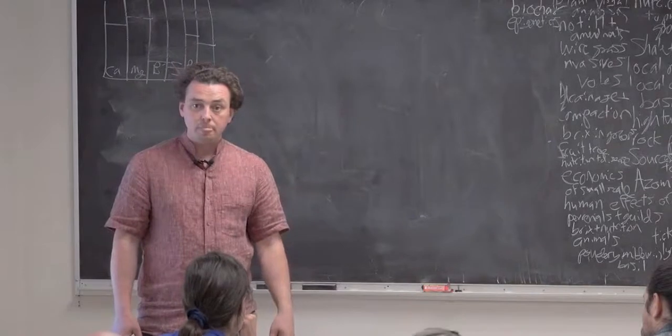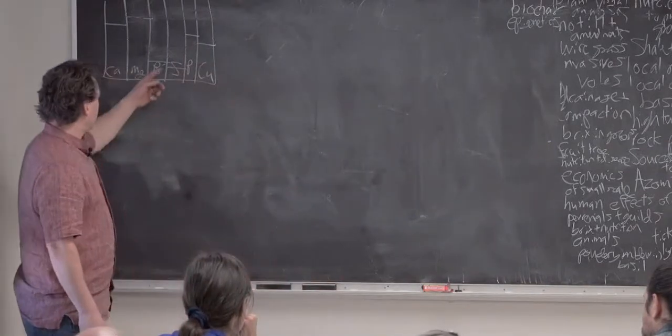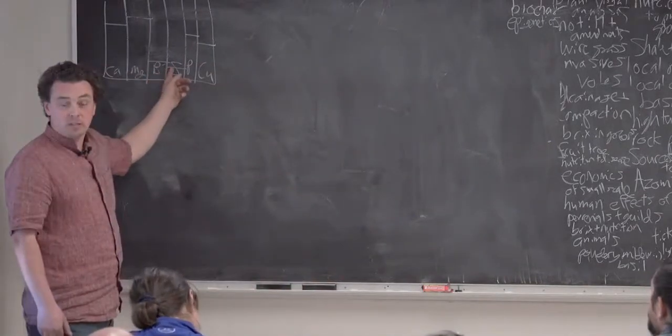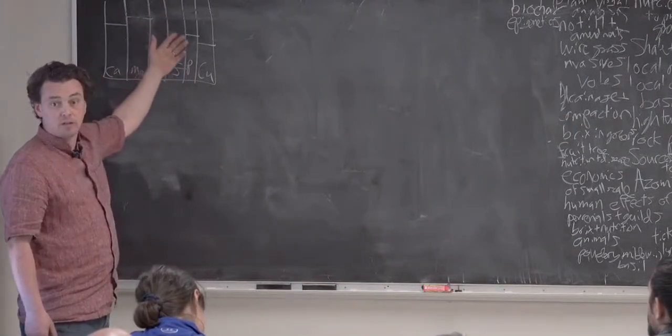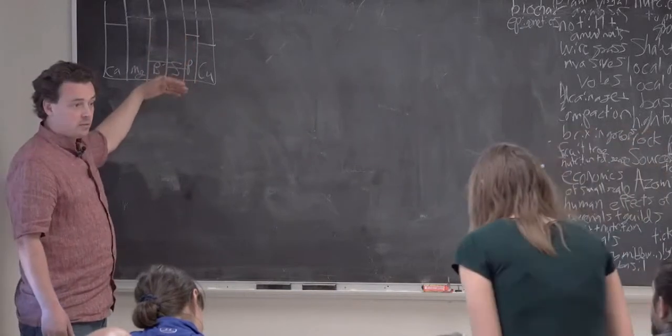So Liebig's barrel says, okay, sulfur's at 10% of where it needs to be, therefore your yield will never be more than 10% of the yield potential, right? That's it.